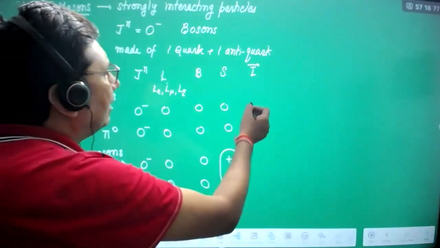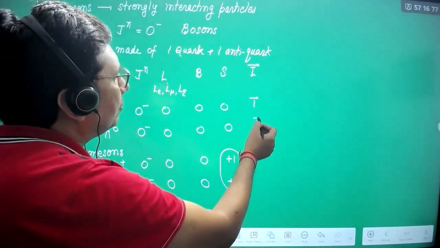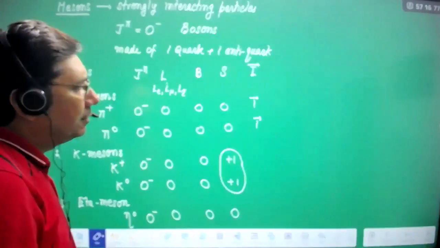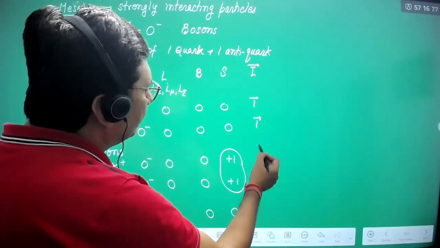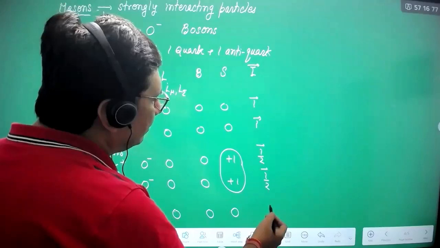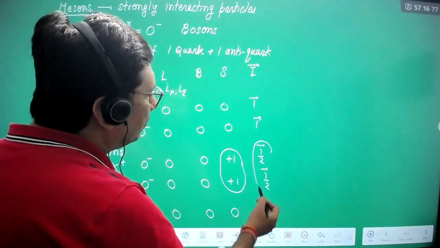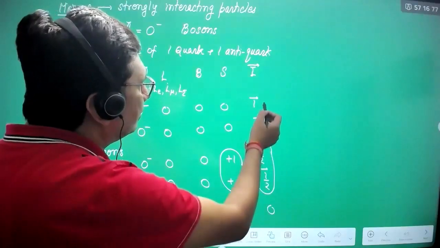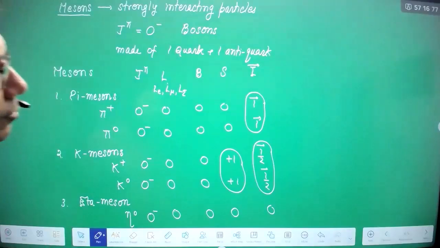So here, what is the isospin for this? That is 1. It behaves very similar to spin. That is 1. Okay, this is half for this, half for this, and this is 0. These are numbers you have to remember.